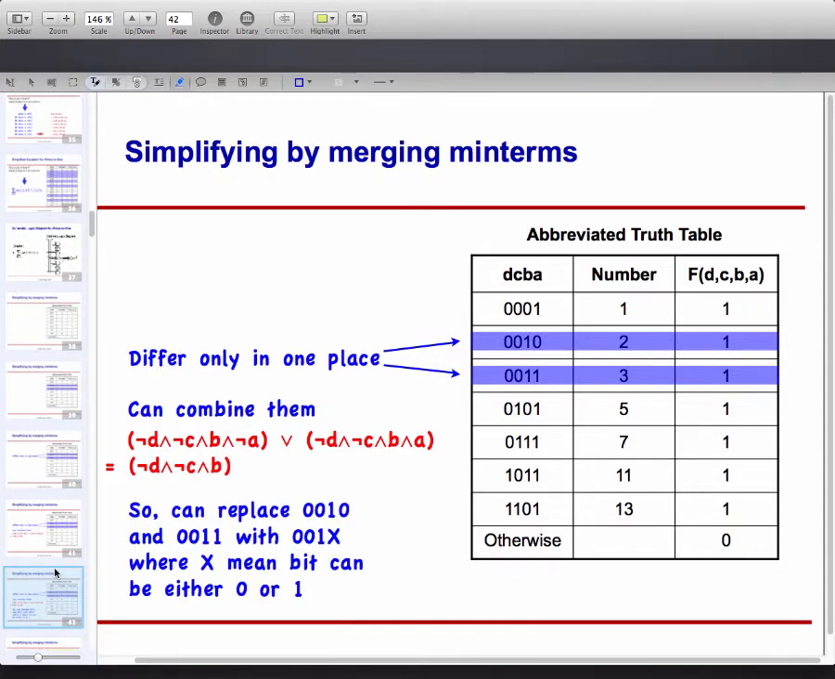So let's play them out. In this one, firstly, where we had 0, 0, 1, 0 and 0, 0, 1, 1, what we end up with is 0, 0, 1, x. X basically means I don't care. I mean, both the values are true now.